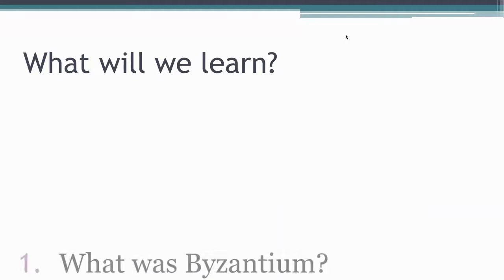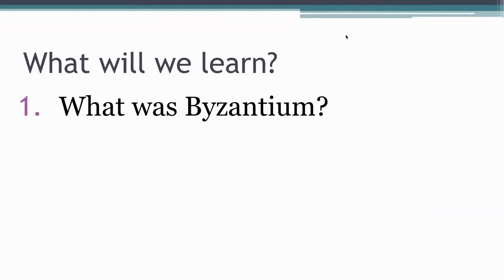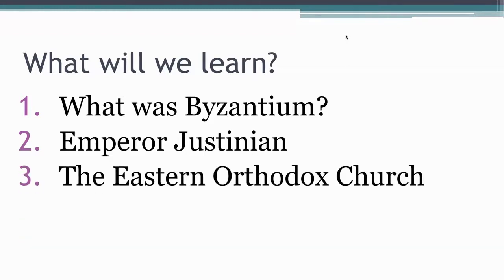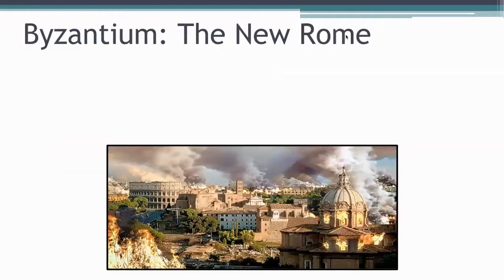So what will we learn? Well, we're going to talk about what was Byzantium. We've kind of already introduced it in class, but we're going to make sure that we understand definitively what it is here. We'll talk about Emperor Justinian, as he is key to this story. And we will also finish by talking a little bit about a split that occurs in Christianity called the Great Schism, which gives us the Eastern Orthodox branch of Christianity. And that kind of sets up some things that we're going to do second semester as we expand on Christian power in Europe. So that is going to be our path here today.